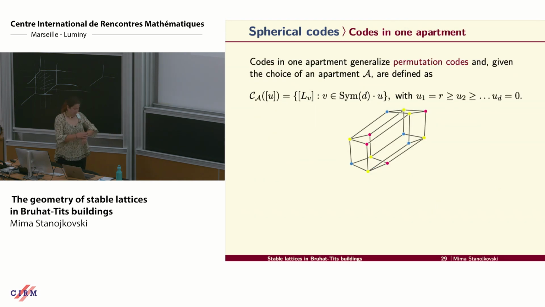And just in the last minute or two, I just wanted to say that one could also ask what happens if we restrict to one apartment. And this is one-to-one the generalization of so-called permutation codes. So over a ball, you can take an element and then say, I just permute the entries and I generate a code like that. And here you can do the same with the exponent vectors. This is exactly the same.